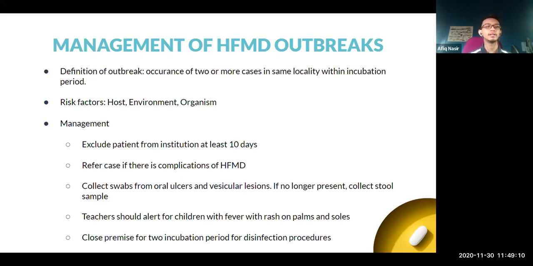Firstly, we exclude the patient from the institution, such as from the school or the care center, for at least 10 days, which is double the incubation period. And then we must refer the case of hand, foot, mouth disease if there are complications, and collect swabs from the patients from oral ulcers and vesicular lesions. If there are no longer vesicular lesions or oral ulcers, collect a stool sample, as the virus will remain even longer in the GIT of the patient.